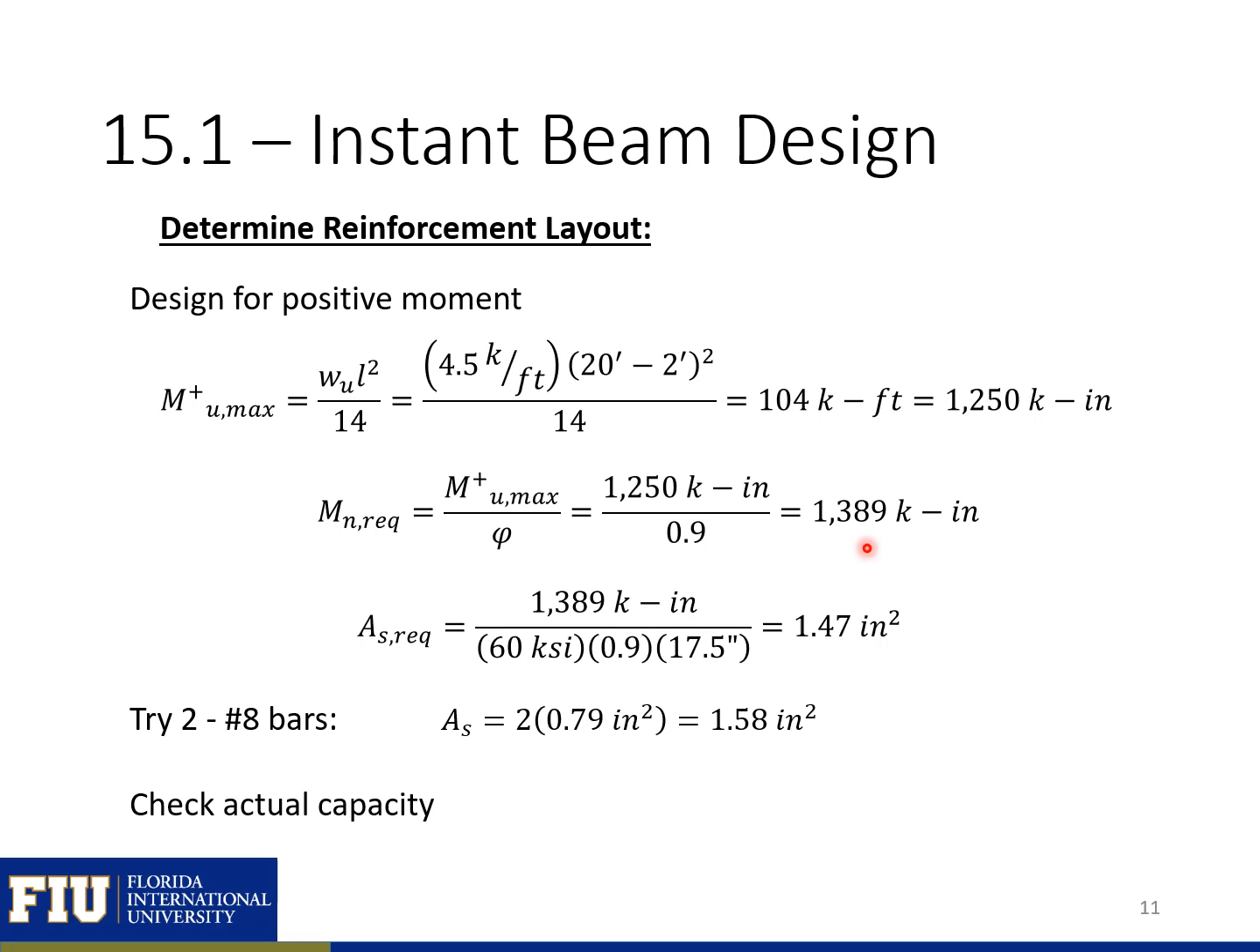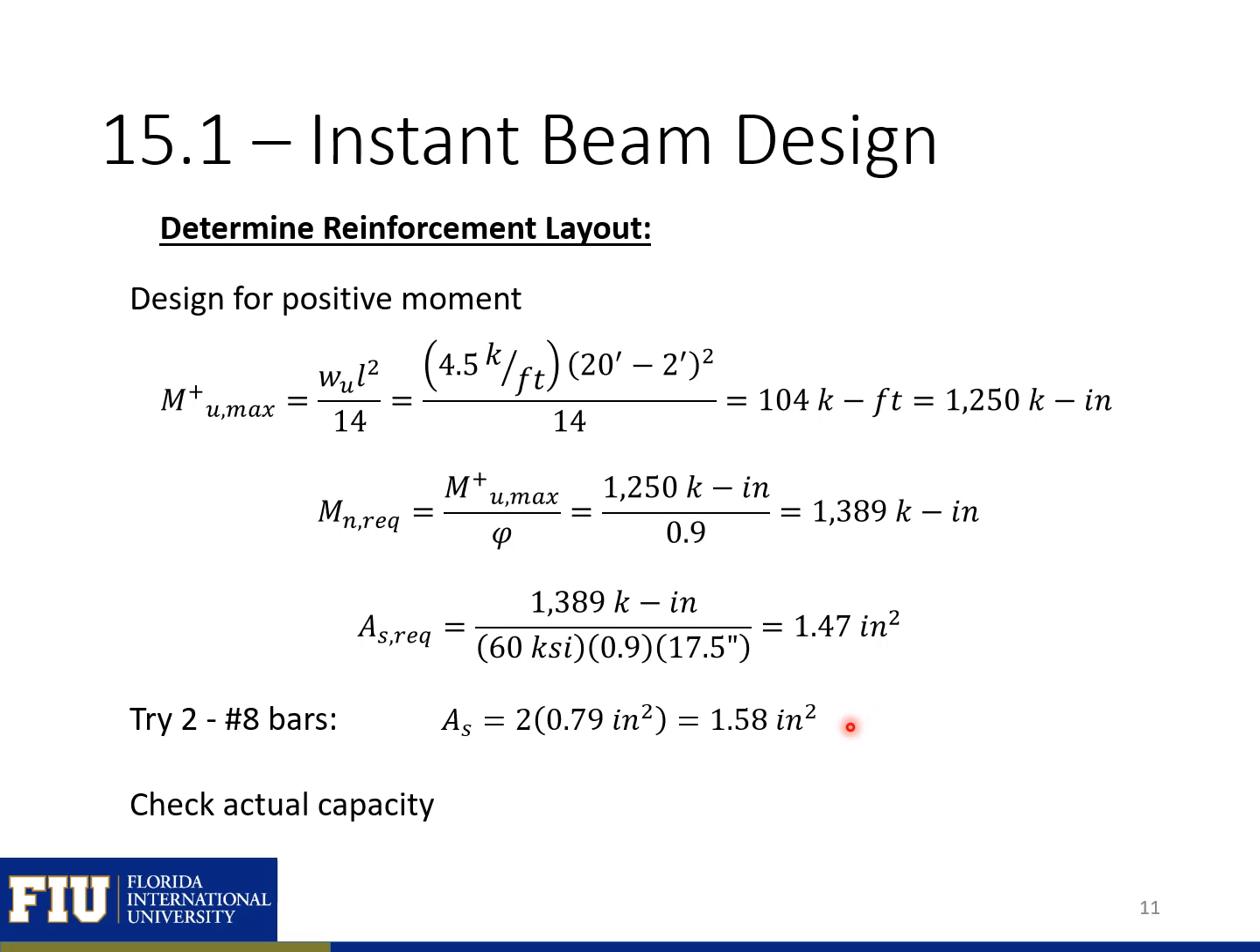We have our section geometry already. We're going to use the same section shape for the entire length of the beam, so 12-inch width, 20-inch height. So we can get our As required equal to our Mn required divided by Fy times 0.9d. So 1,389 kip-inches divided by 60 ksi times 0.9 times 17.5 gives us an As required of 1.47 square inches. We can try 2 number 8 bars, which gives us a value here of 1.58 square inches.